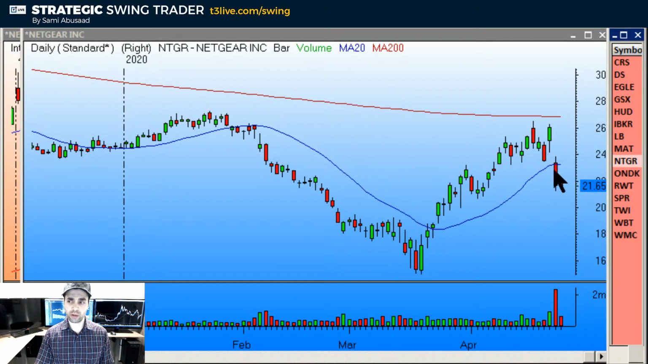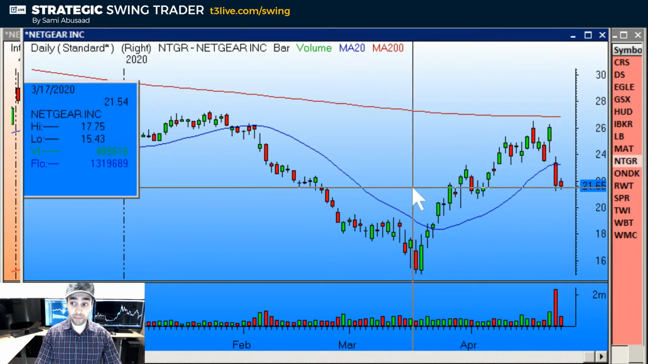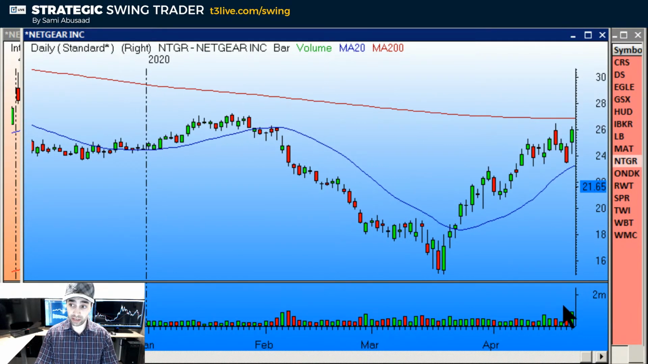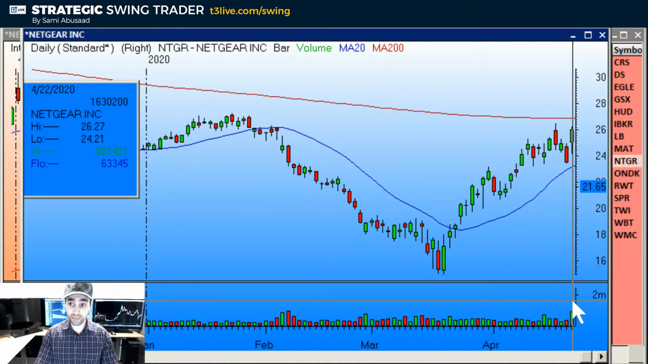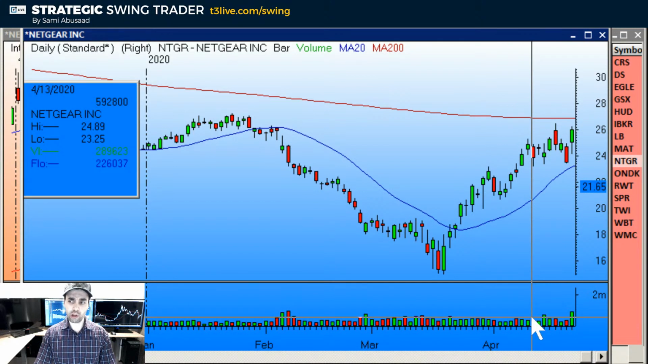Netgear is a 1, 2, 3. What a powerful gap. Notice how people bought it the day before earnings thinking it was going to gap up. Nice spike in volume, right? And the next day it gapped down. What does that mean? That means every single person that bought it, and take a look, I mean, look at this. The volume was 900,000 shares. I thought it was more, actually. I guess it's a relatively low volume stock.